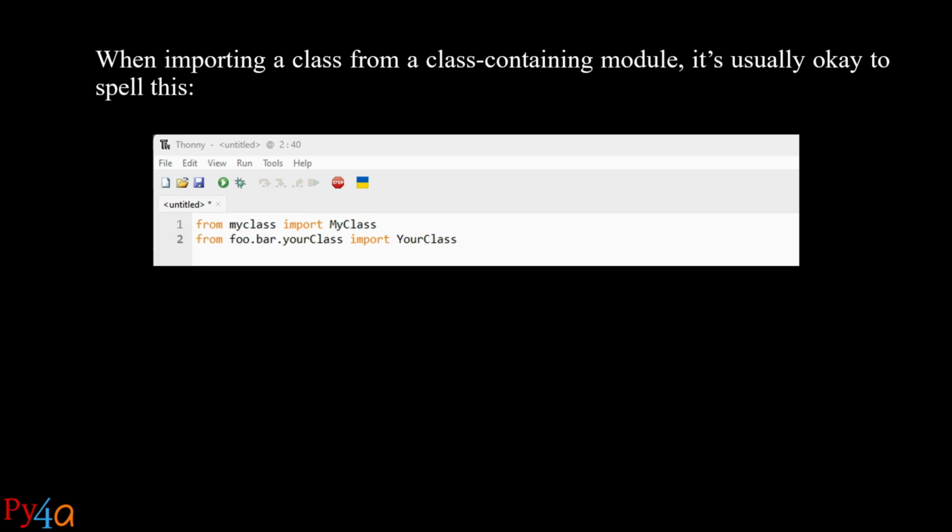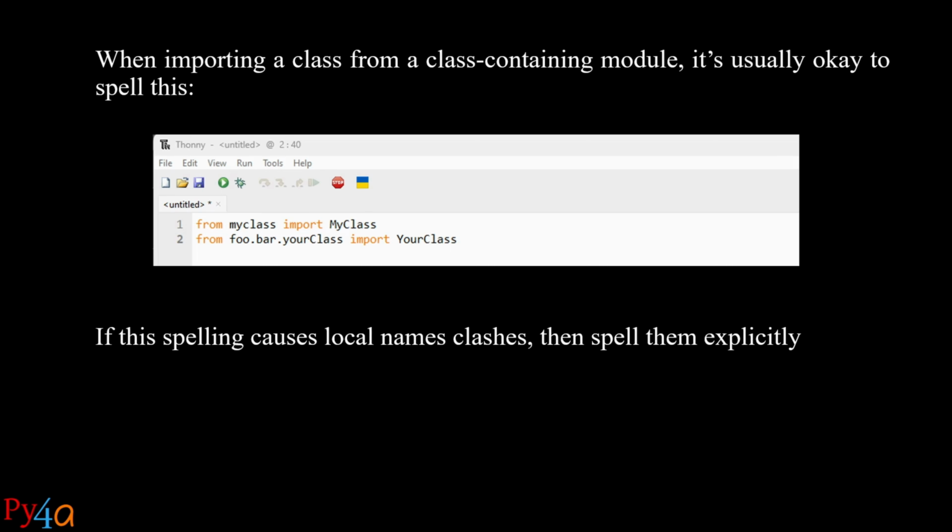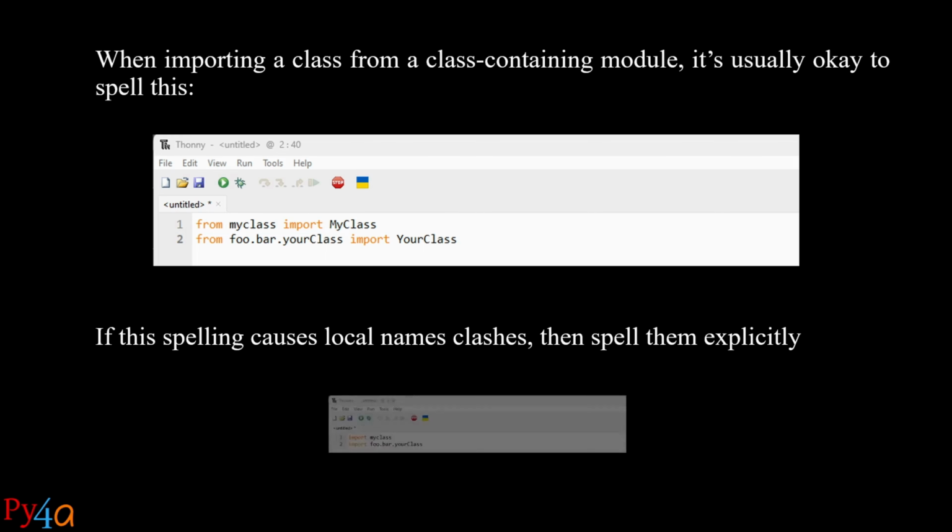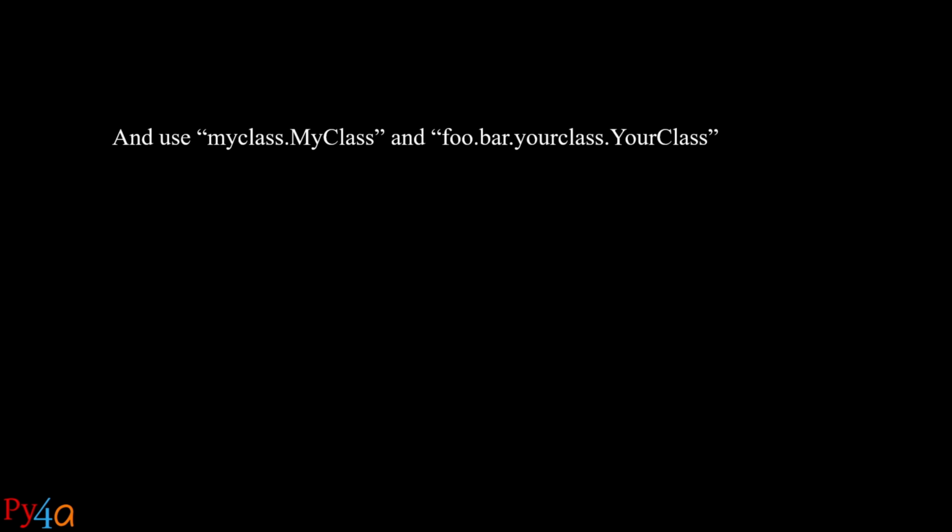If spelling this causes local name clashes, then spell them explicitly. Let me give an example of this. We have import myclass, import foo.bar.yourclass. This is an example of it, and you use myclass.MyClass and foo.bar.yourclass.YourClass. This is to buttress what I said earlier. After importing myclass and foo.bar.yourclass, you can then access MyClass and YourClass inside the packages this way.